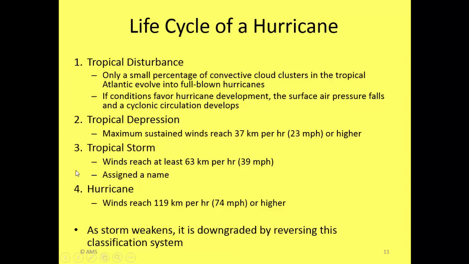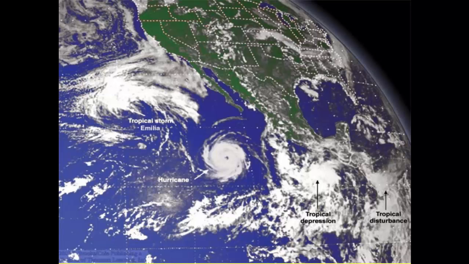And then finally, in the fourth stage here, if you reach a wind speed of at least 74 miles an hour, you now assign the name of the hurricane. Now, as the storm weakens, and they will, it's downgraded by simply reversing this classification process. So you can work your way up from a tropical disturbance to a hurricane, and you can work your way back down through that cycle. And there would be a hurricane, you can see on the satellite image.